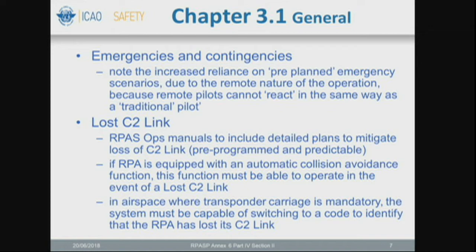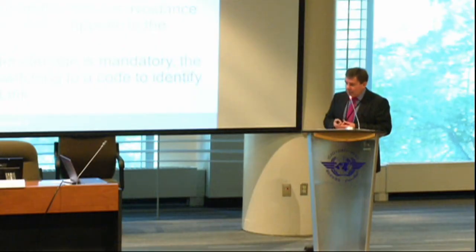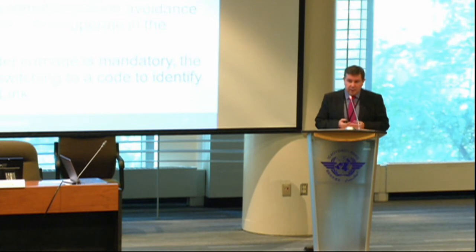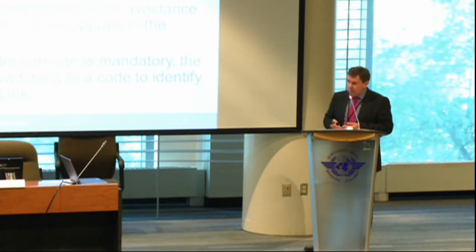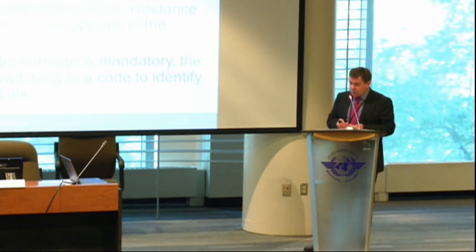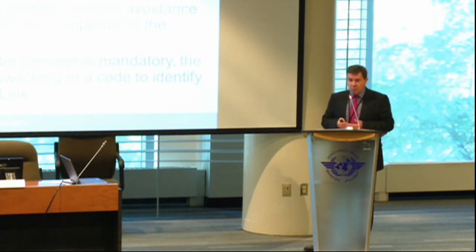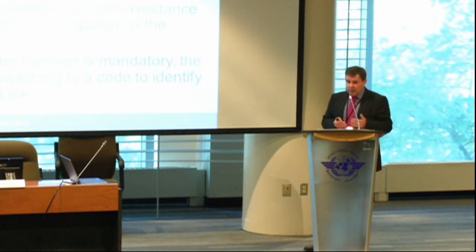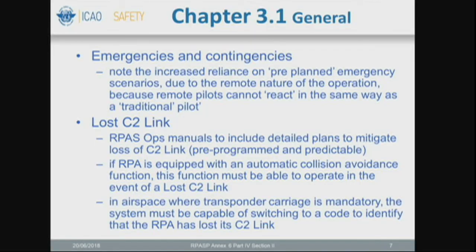In airspace where transponder carriage is mandatory, then the system must be capable of switching to a code which identifies that the aircraft has lost its C2 link if the link is lost as well. Note the point there, if it's in airspace where the carriage of transponders is mandatory. So again, it equates to the requirements for manned aviation in terms of what's required. But obviously, if that is required, and it can be done, then they need a form of indicating to ATC that the link has been lost so that people can react from there.